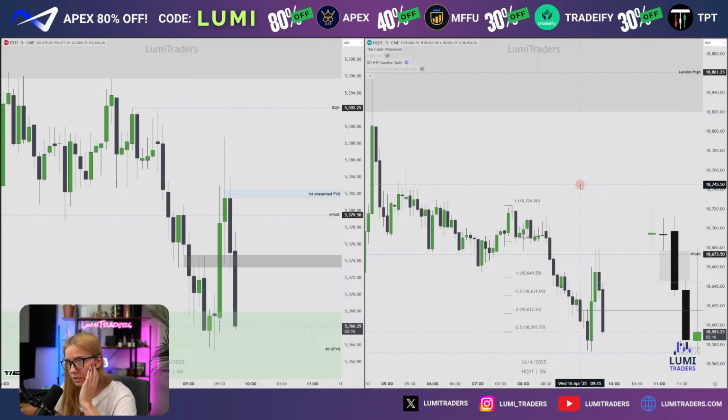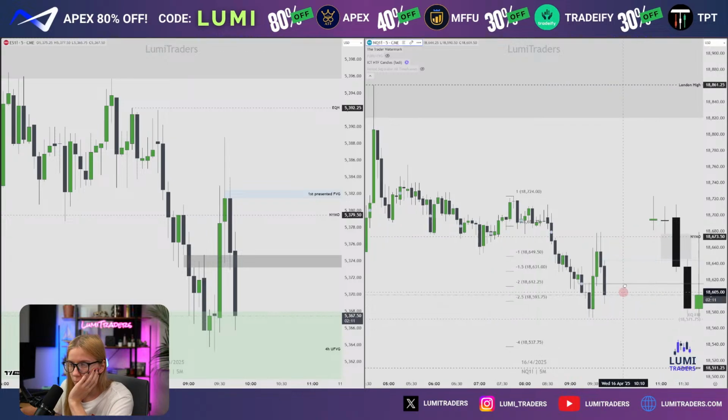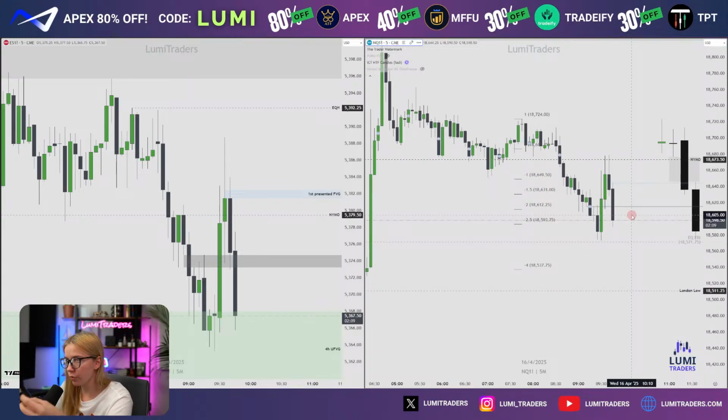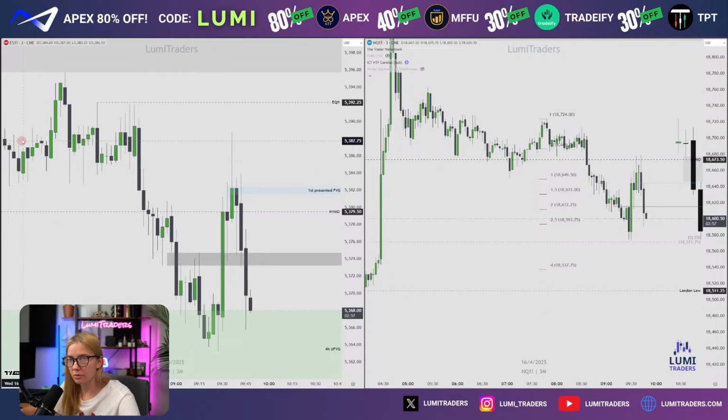A bit disappointed to see that they decided to retrace to New York midnight open, more than I expected. But still, from what I see so far... Oh, actually, yeah, I can explain this. We retrace back to premium, this order block. So yeah, it makes total sense right now, as well as on ES. Okay, well, it was an obvious retracement. Never mind.